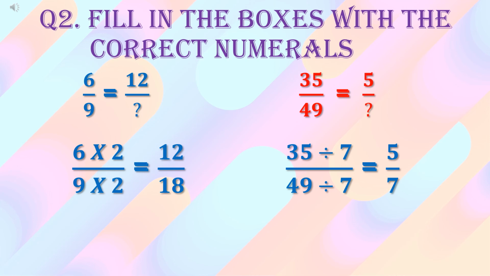So 9 multiply by 2 is equal to 18. So our required number is 18. हमें जो numeral find out करना था that is 18. Next I have taken the example E part, and that is 35 upon 49 is equal to 5 upon dash. Now this is something different.